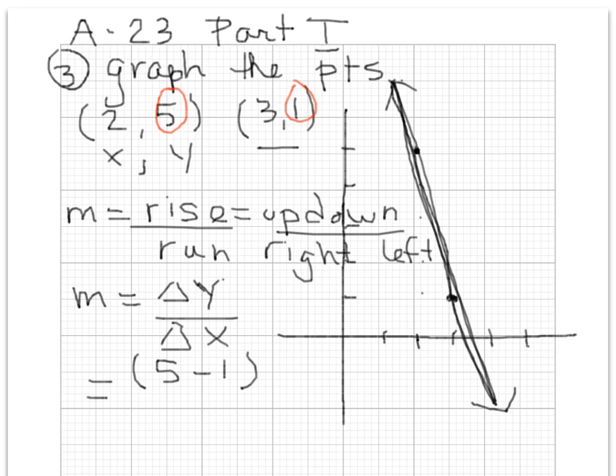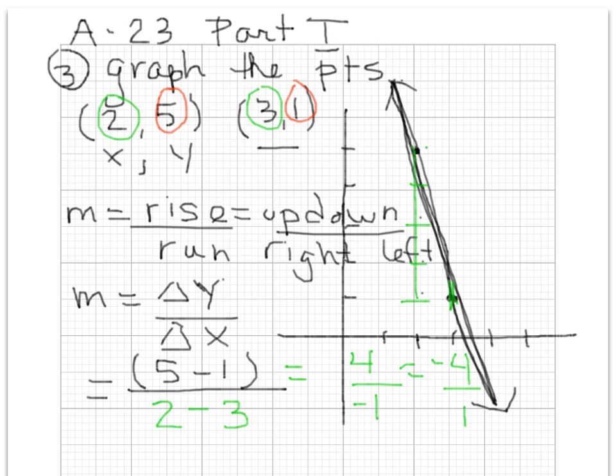And then I'm going to say that over the change in x, so those are my x values, so I'm going to take 2 minus 3, and that's going to give me 4 over negative 1. And if you notice, to go from this point here, I'd go down 4. So I could say that that is negative 4 over positive 1. So that means I'm going down 1, 2, 3, 4, and over 1.